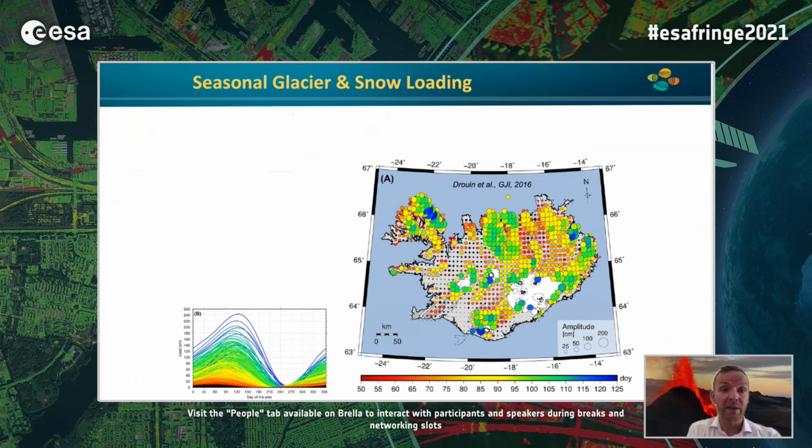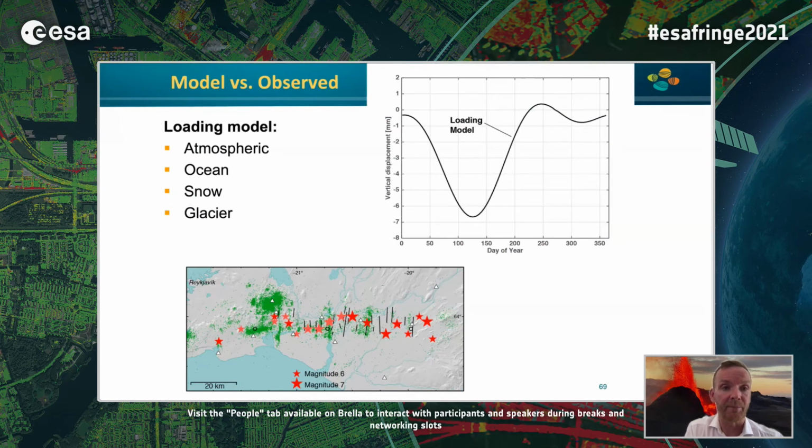So what are we doing with this? Well, we are looking at the snow loading. We look at this area and we can see it has a relative lack of direct snow loading, but we can model the displacements. We can model the displacements expected from atmospheric, ocean, snow, and glacier loading.